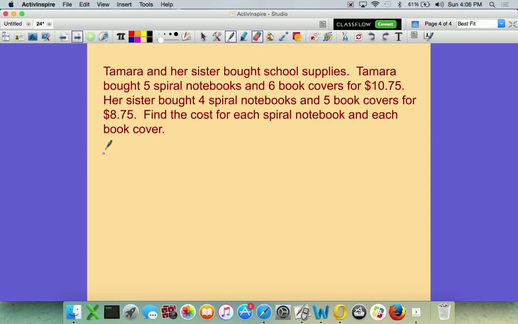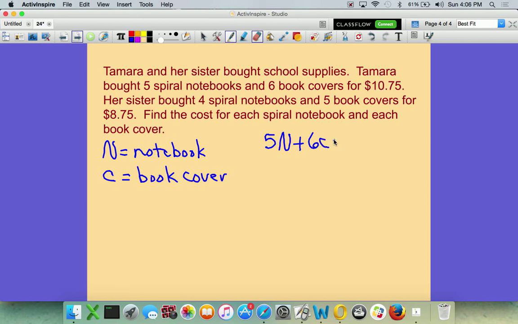So, say we did N for notebook and C for book cover. And then we can write our equation. Well, we've got 5N plus 6C equals 10.75, and 4N plus 5C equals 8.75. All right, this one's going to be a little bit more of a mess because we cannot just multiply one of these equations by something. We're going to have to multiply both equations by different numbers here.